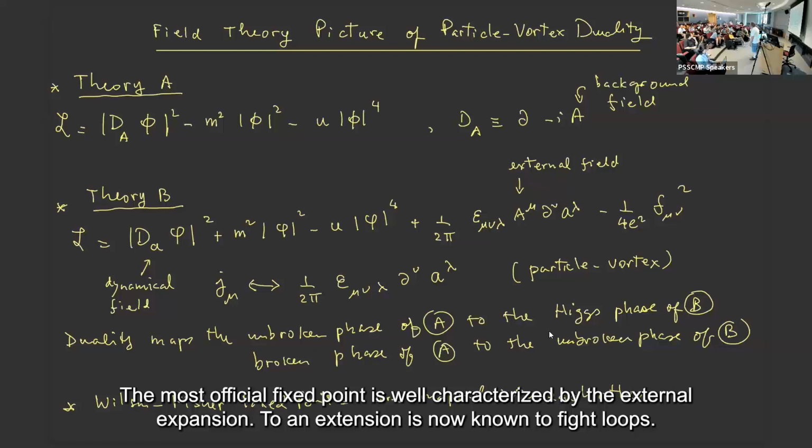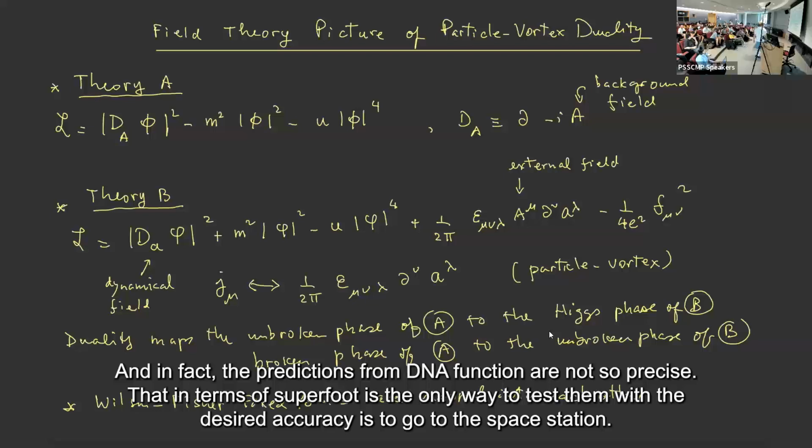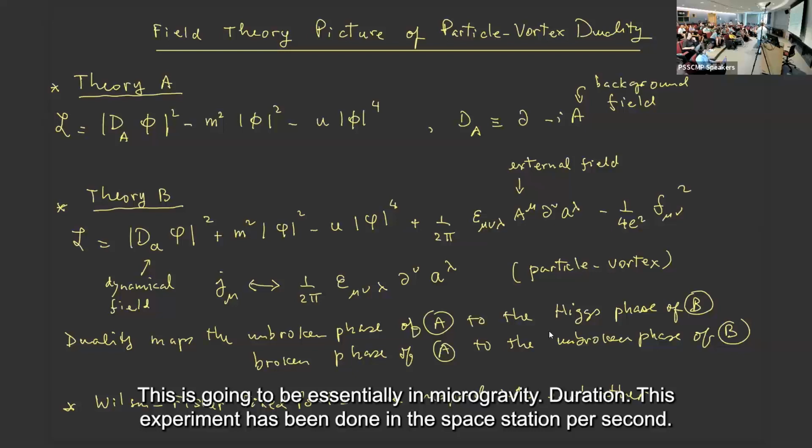The epsilon expansion is now known to five loops. And in fact, the predictions from the epsilon expansion are so precise that in terms of superfluids, the only way to test them with the desired accuracy is to go to the space station. And this, you need to be essentially in the microgravity situation. This experiment has been done in the space station.